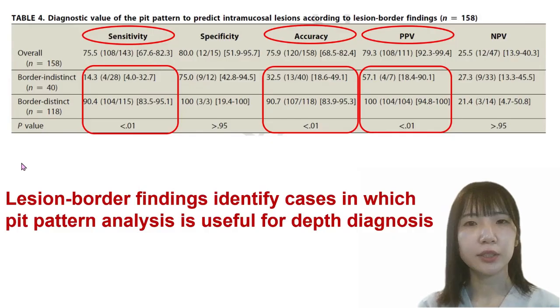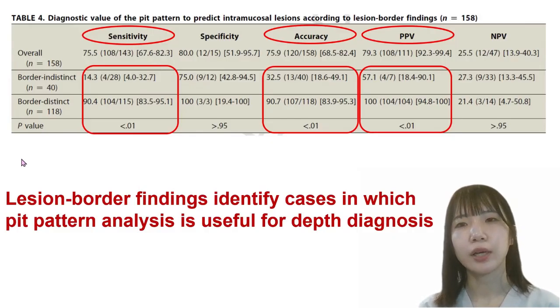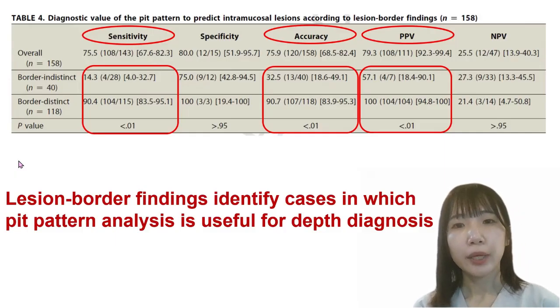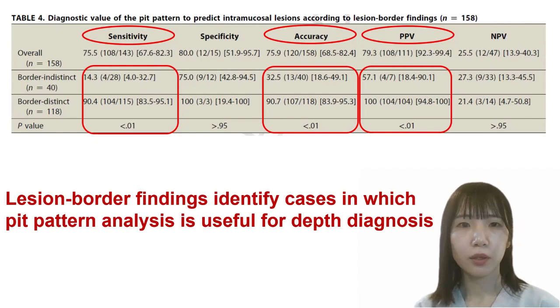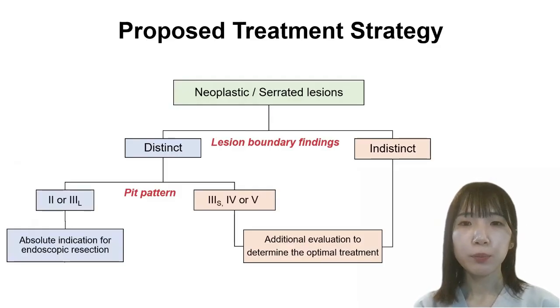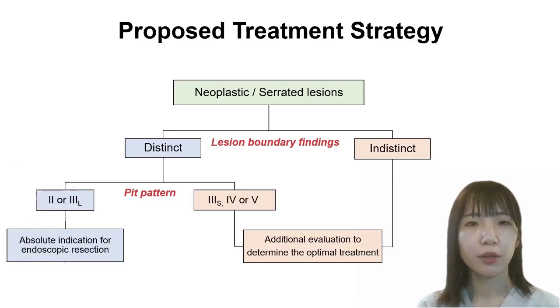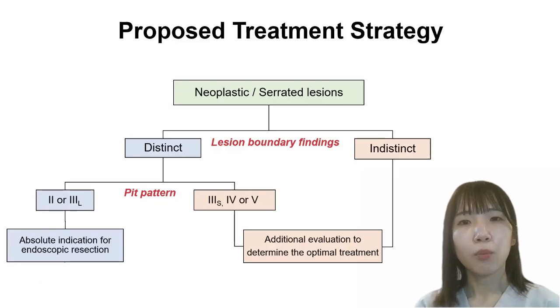These findings suggest that lesion border assessment can serve as a helpful adjunct when interpreting PIT patterns and may help predict which cases are suitable for endoscopic resection. Based on our findings, we propose the following approach. Endoscopic resection should be considered for border distinct lesions with a type 2 or 3 PIT pattern. For all other lesions, more cautious evaluation is needed before deciding on the treatment approach, rather than proceeding directly to resection.